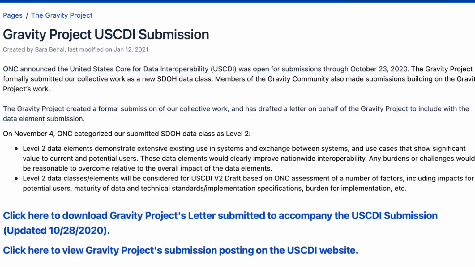So during that first phase, where the focus was on food insecurity, housing instability and quality, and transportation access, the Gravity project was successful in their application to have the SDOH data class added to the USCDI. With the work that is currently going on, focusing on, again, the terminology and standards to do with personal health literacy, the group meets every other Thursday for an hour and a half in the afternoon.